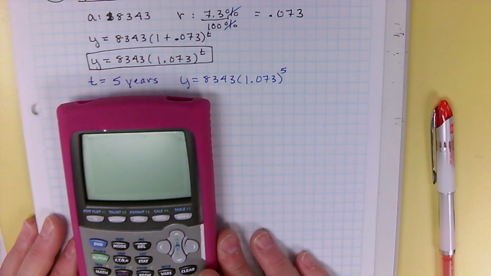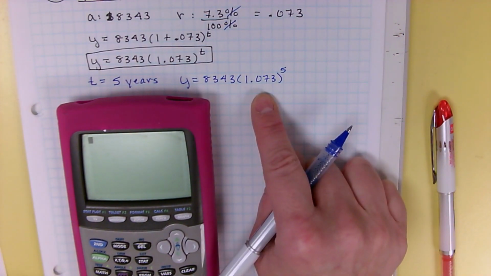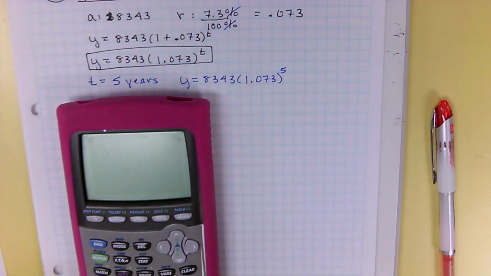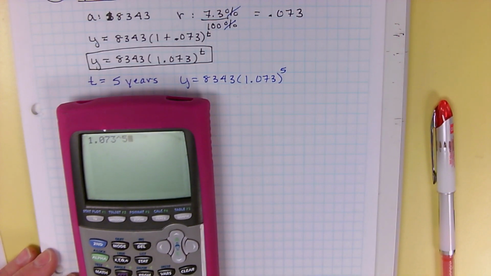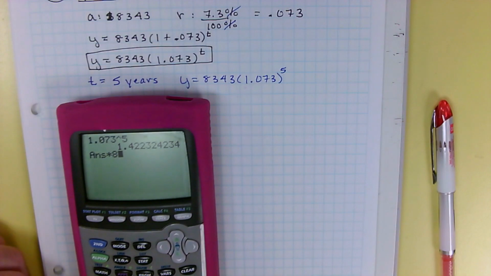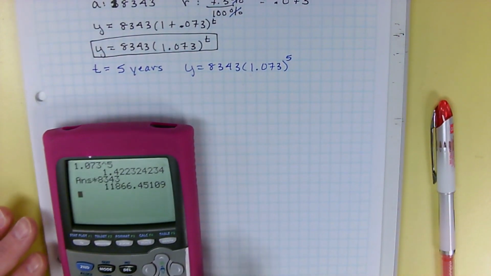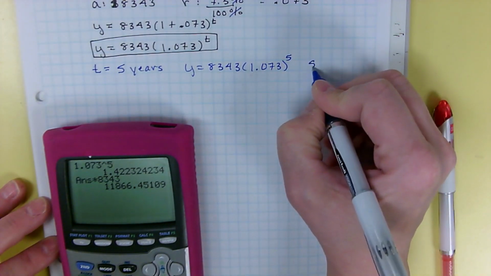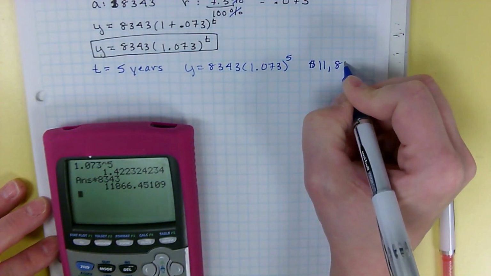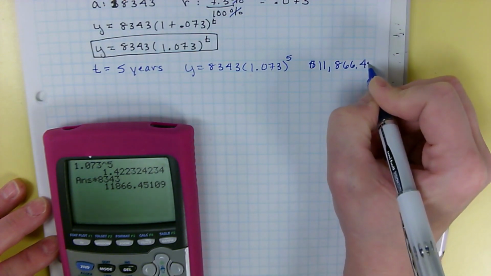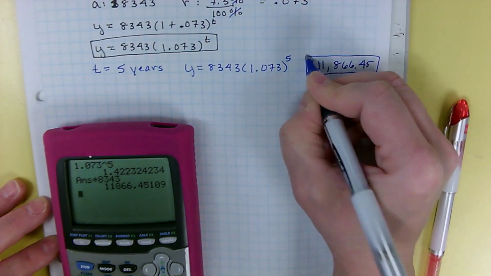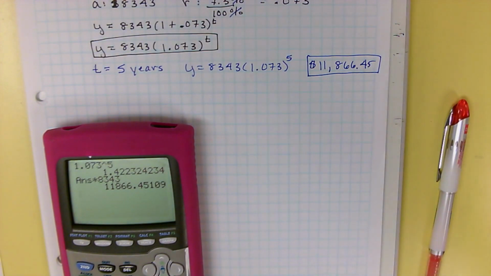Using your exponent properties, you always do the power before you multiply because exponents come first. So I'm going to do 1.073 to the power of 5, enter, and now I'm going to multiply times 8,343, and at the end of 5 years, I'm going to have $11,866.45. Like I said, that's an extremely high interest rate on an account.